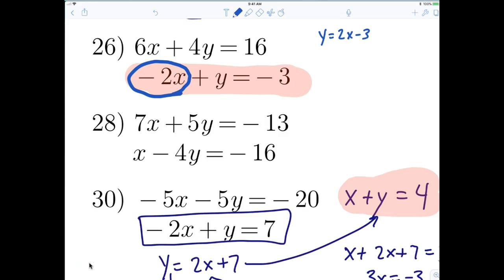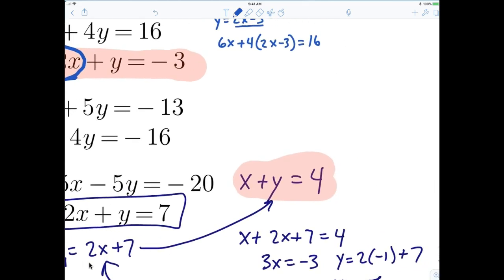Now, wherever I see a y, I can put what? 2x minus 3. So here we go. 6x plus 4, open parentheses, 2x minus 3, equals 16. Anybody having issues with that? All right, so now when I distribute, 6x plus 8x minus 12 equals 16.